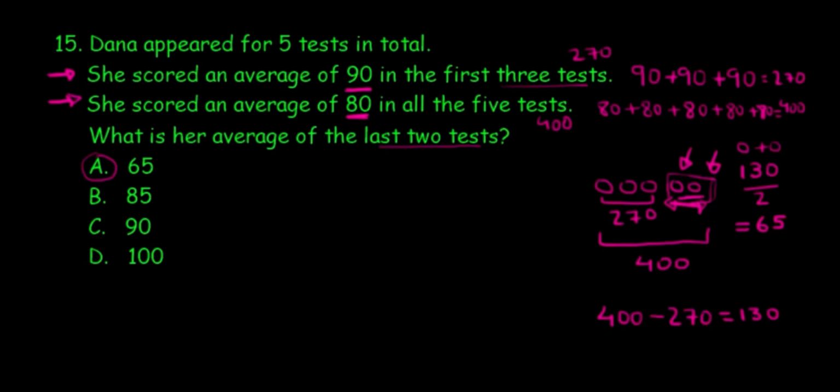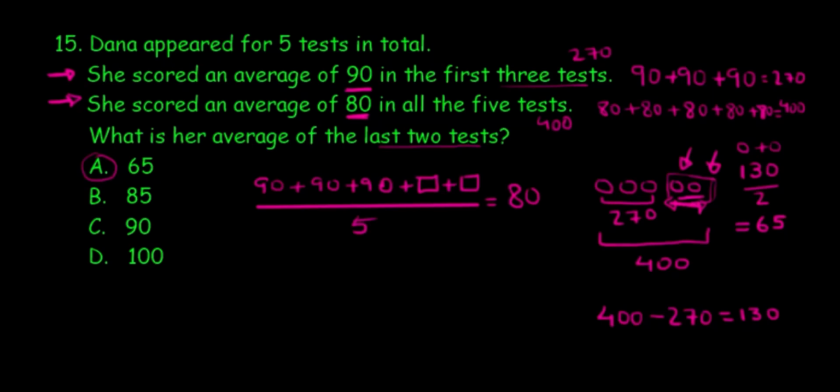What you can do is, they're saying what's her average in the last 2 tests, right? So I do know that the first 3 tests are 90, 90, 90. But in the other 2, let's say we don't know how much she got, and divided by 5, that should eventually end up giving me an 80. Now, this is kind of important. If she got 100 in both her tests, would the average go down to 80? I mean, she has 90s and 100s. Could the average ever be an 80? I don't think so. Not really, right?